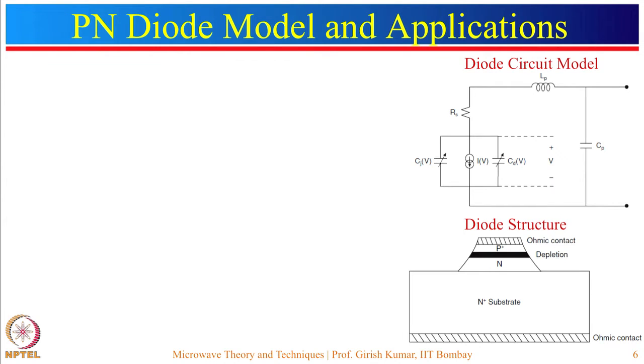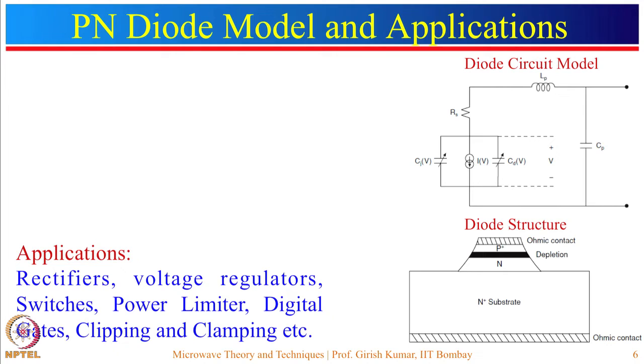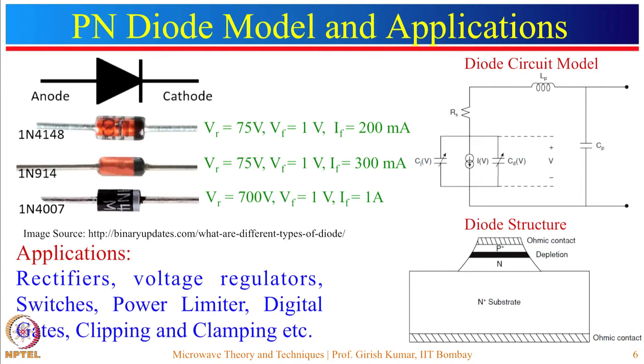The next is where these types of diodes should be used. So there are various applications in which these diodes can be used. The diode can be used as a rectifier, voltage regulator, switches, power limiter, digital gates, clipping, clamping, etc. Now depending upon the application, one should choose the diodes. Now before going into the practical diodes, I will talk about the representation of this diode.